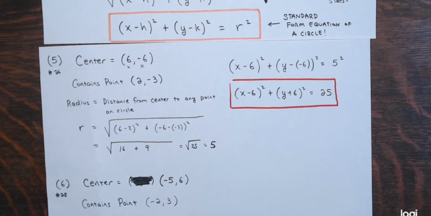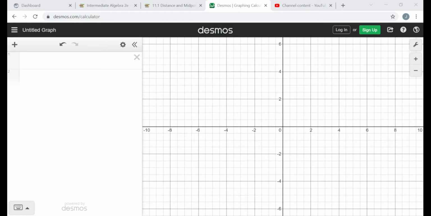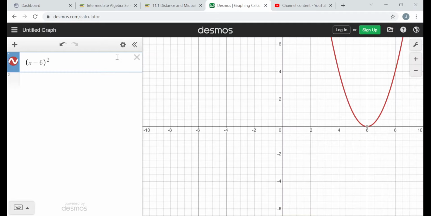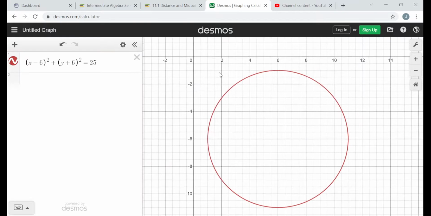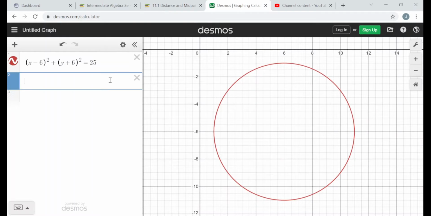All right, and again, I'll take a look at it on Desmos. So I'm entering the equation I ended up with at the end, with the quantity x minus 6 squared plus the quantity y plus 6 squared equals 25. And move the thing so you can see the whole circle. The center was 6, negative 6. I'll plot that point so you can see it directly in the middle there.